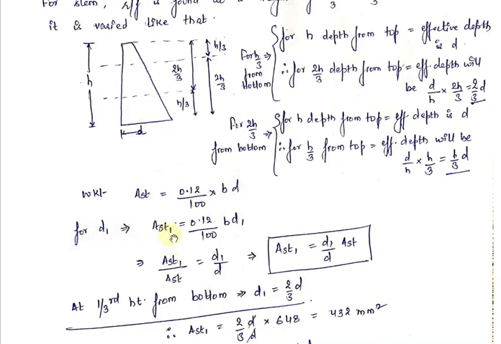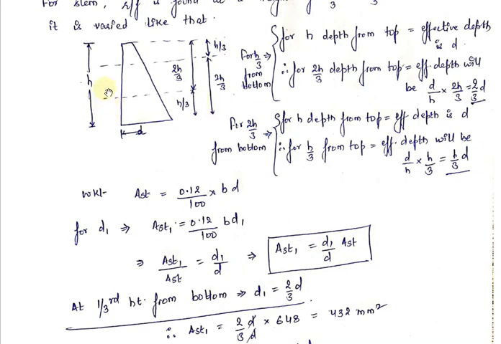So therefore for D1, AST1 will be this. If I divide both the equations, equation 2 by equation number 1, I will get AST1 by AST equal to D1 upon D. So I will get the formula of new AST as D1 upon D into AST.